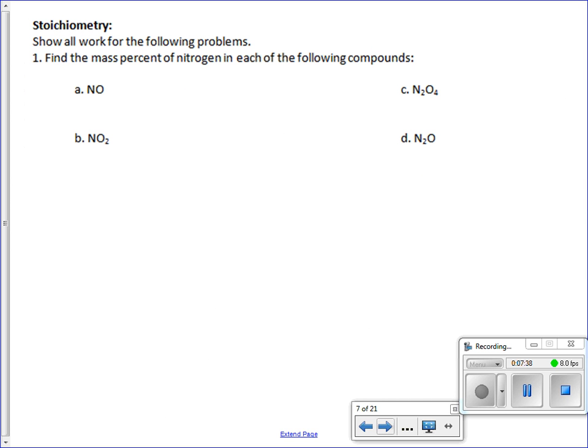Okay, next we had some stoichiometry to work here, and this was finding the mass percent of nitrogen in each of these. I'm not going to work all of them out for you, but I will give you the answers. So let's look at A first. We have nitrogen monoxide, and the way that I taught you to find mass percent in honors is to write out all of the elements that are present. So we have nitrogen and oxygen here. Then count up how many atoms of each you have. We have 1 nitrogen and 1 oxygen.